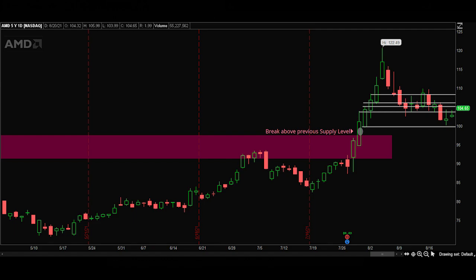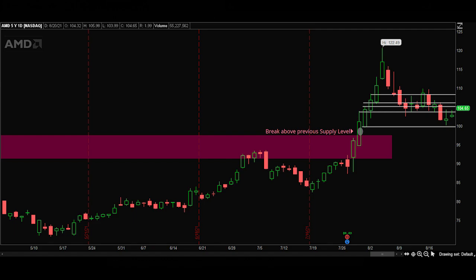and resistance. So supply and demand can apply to small caps, but it's where your institutional buy and sell orders are. So if you don't have a high percentage of institutional ownership, it's going to be a little bit harder to find. But basically, when you're looking for a supply or demand zone, you are looking for a move.